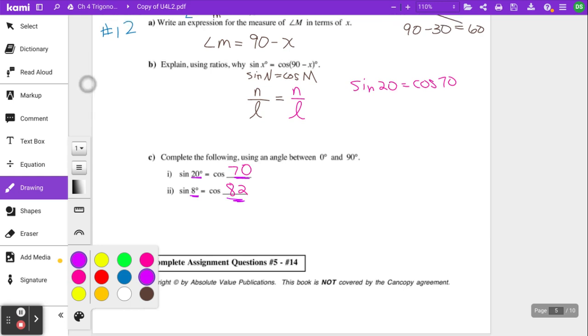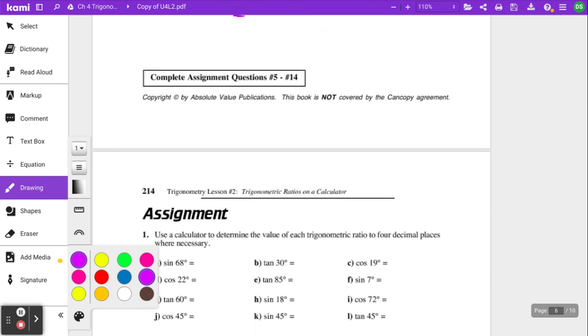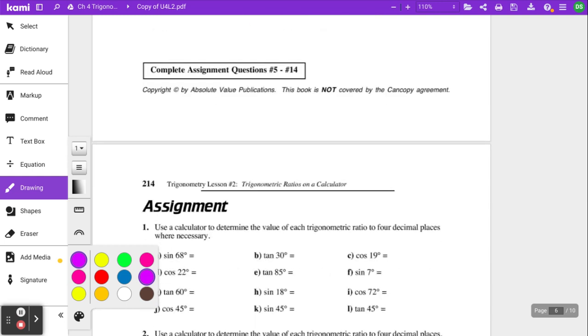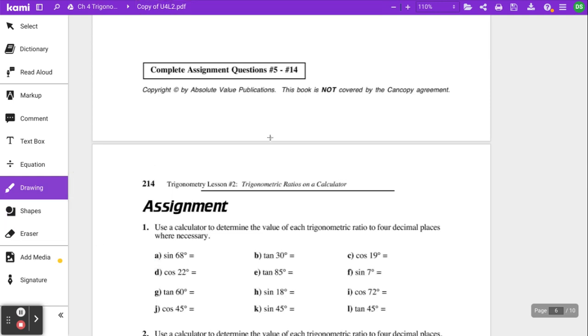Okay, turn the page. Oh, we have an assignment. Okay, you have till the bell goes. I think the assignment questions are super simple. 12 is the only one that's hard. A lot of it is calculator work. Make sure your calculator's in degree mode. Go at it.